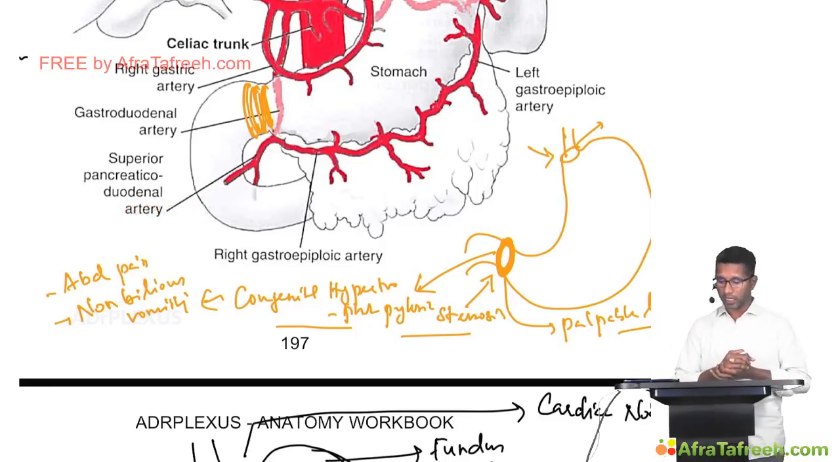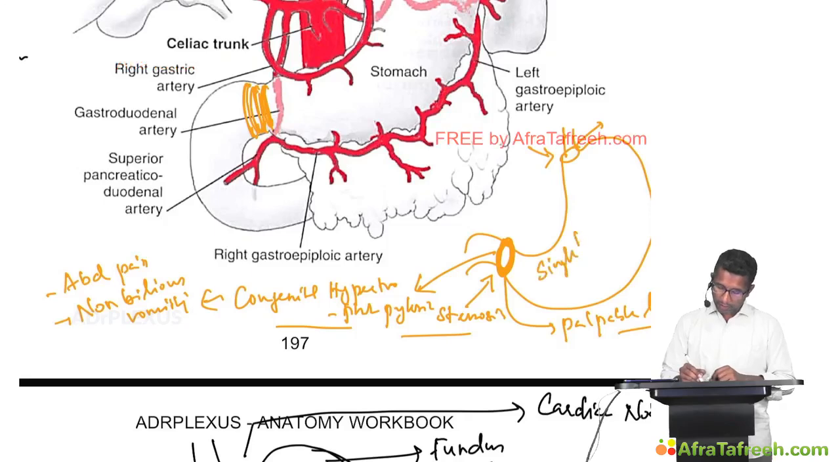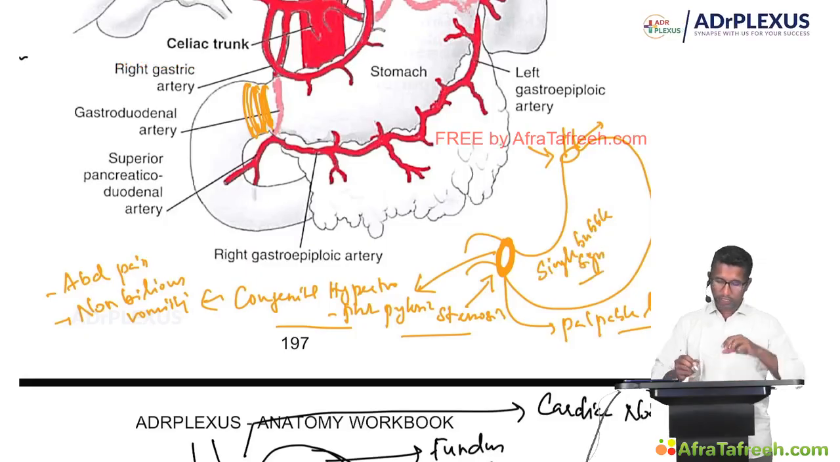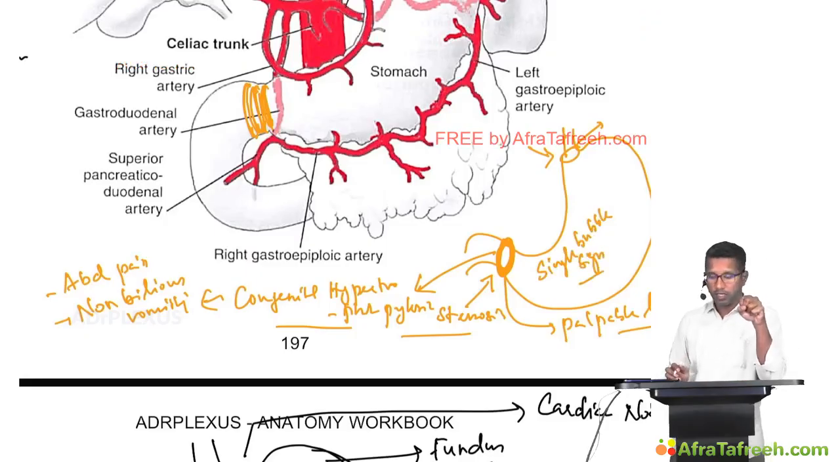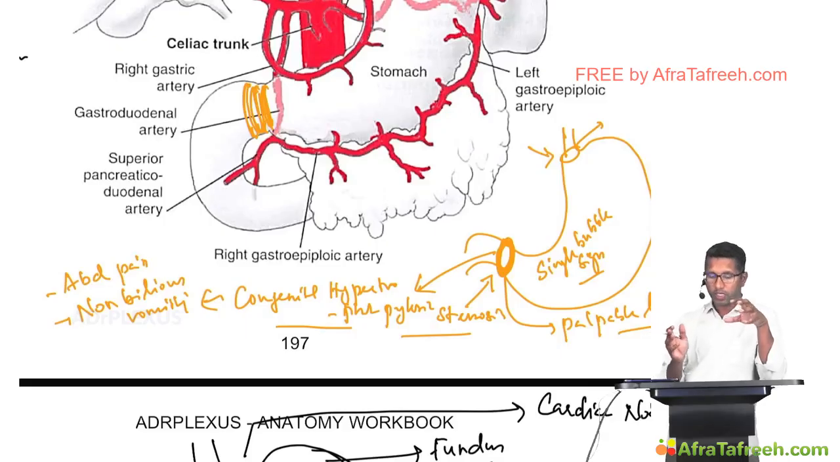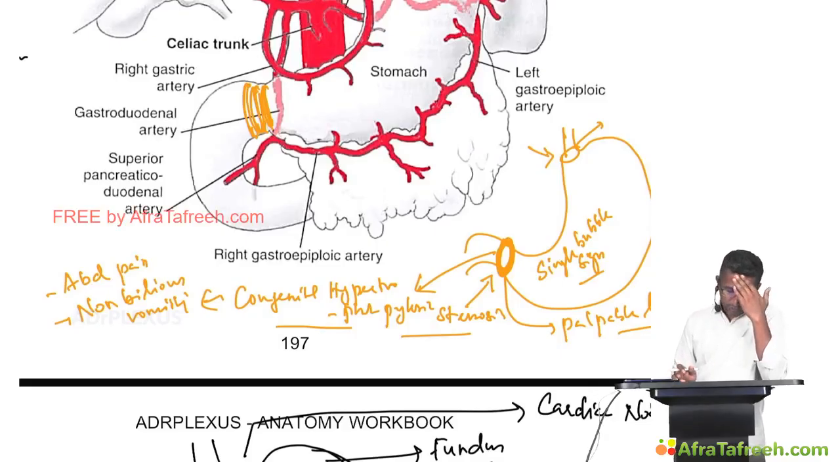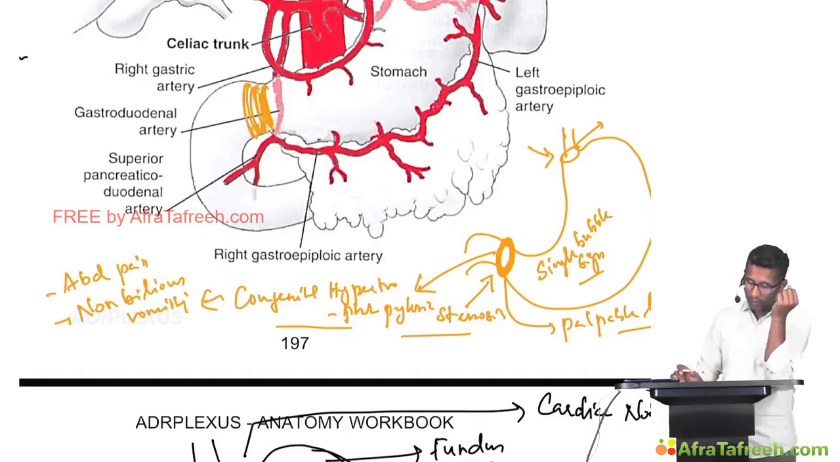If there is congenital hypertrophic pyloric stenosis and you do a plain X-ray, that will show a sign called the single bubble sign. When there is an obstruction at the pyloric level itself, only the stomach is distended. That distension of the stomach can be seen in a plain X-ray, which gives an appearance called the single bubble sign.